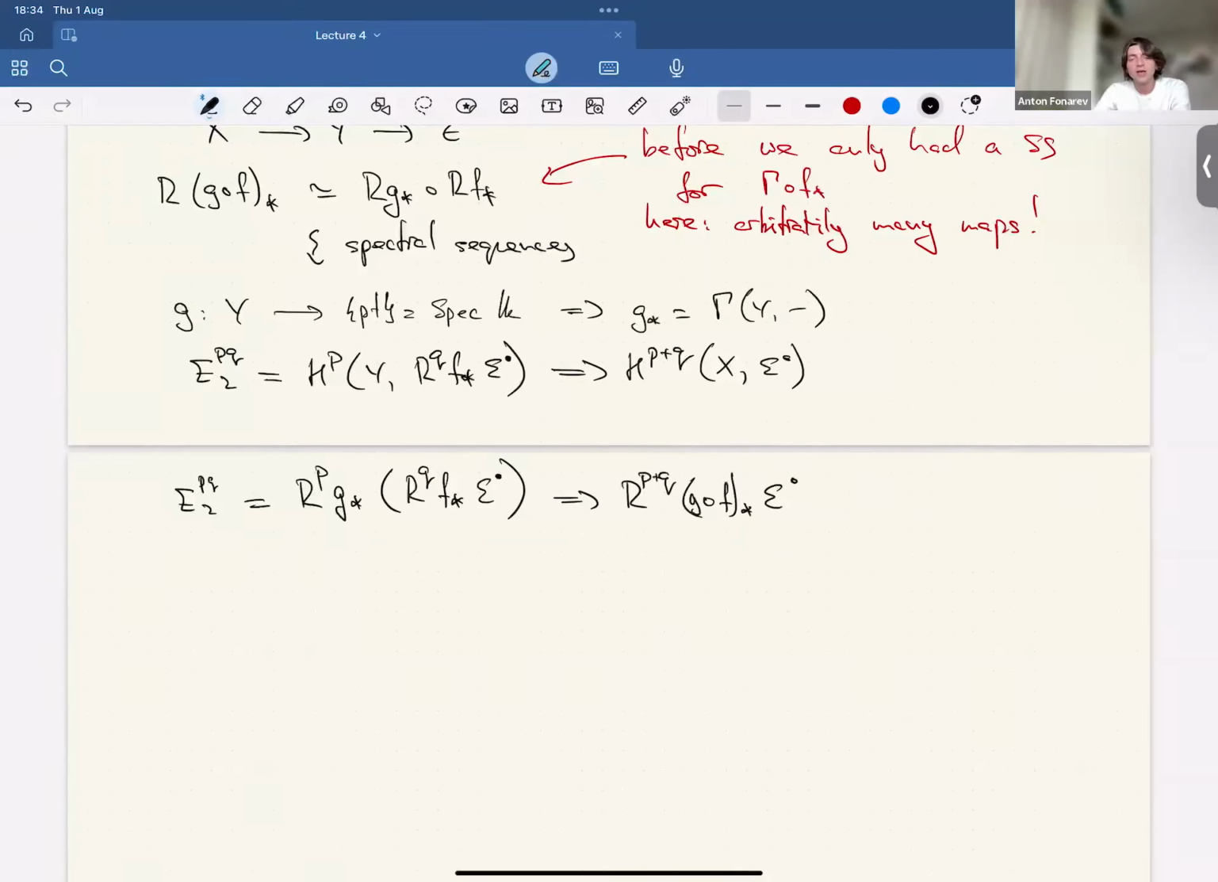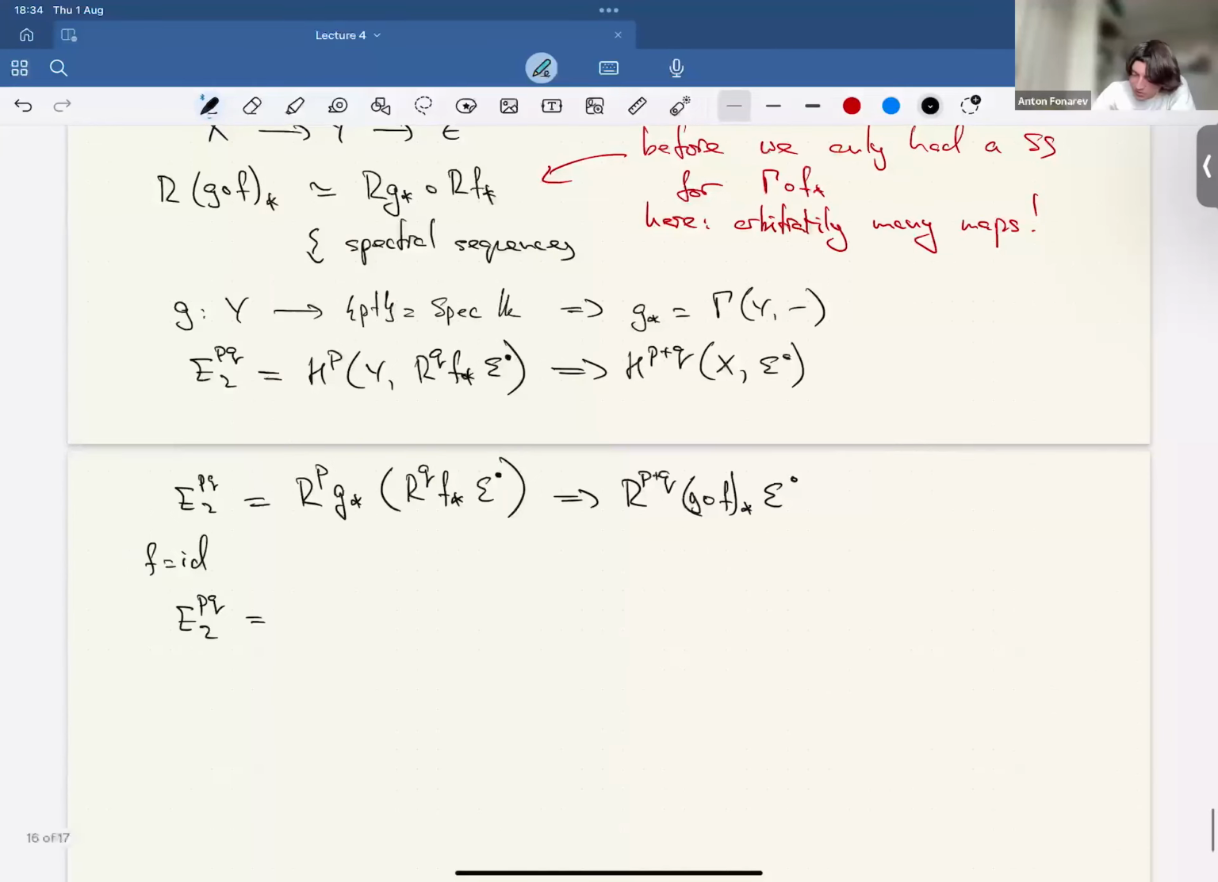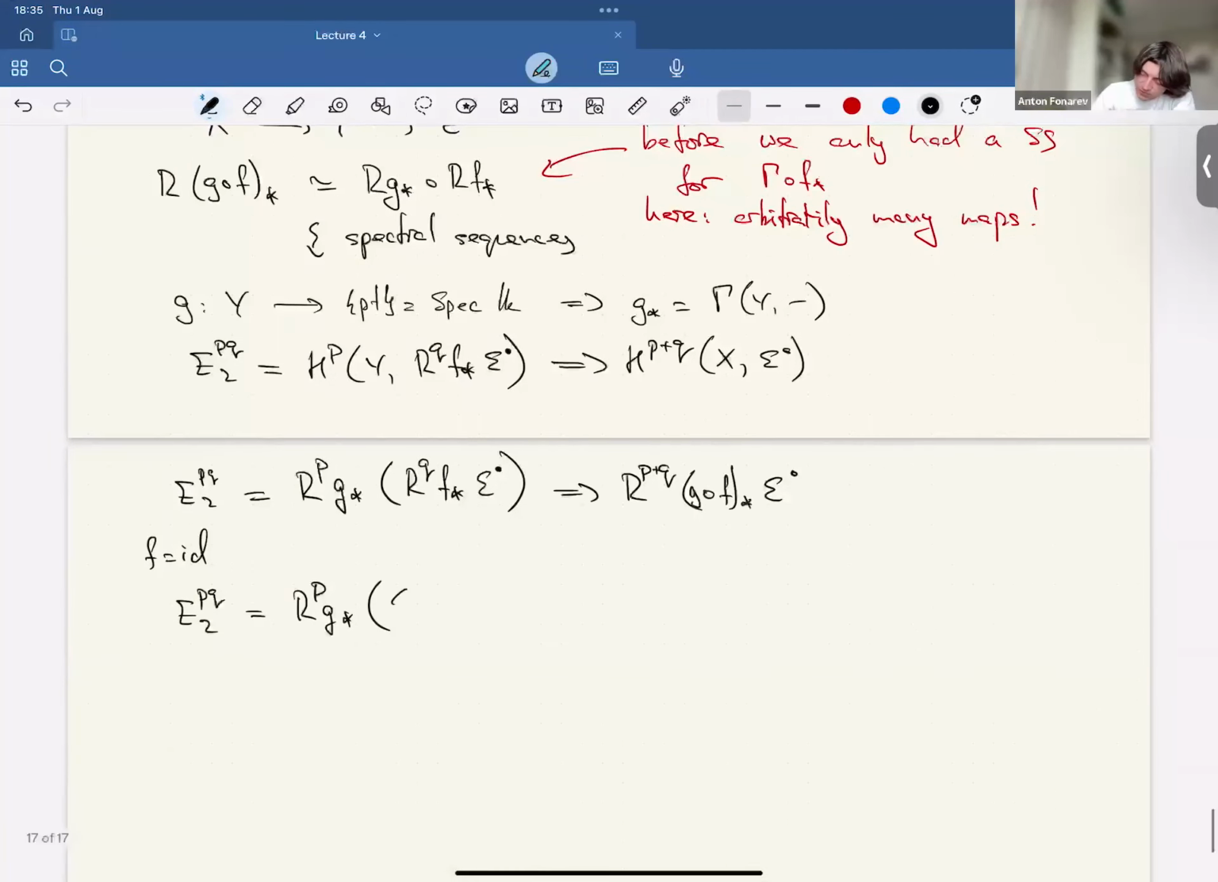Even more interesting, if you take F to be the identity map, you get another spectral sequence for absolute G. If you take the identity map, the spectral sequence, you get E_{P,Q} to be the corresponding term R^P G lower star, and then the derived functors of the identity map are just the cohomology of the complex, H^Q of E. And this converges to R^{P+Q} of G lower star of E again.